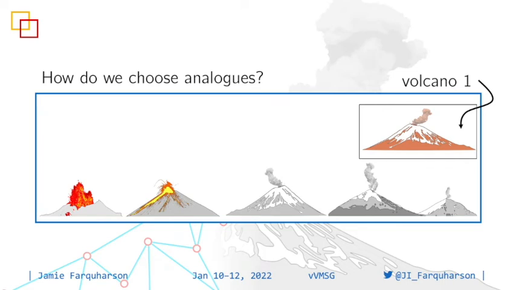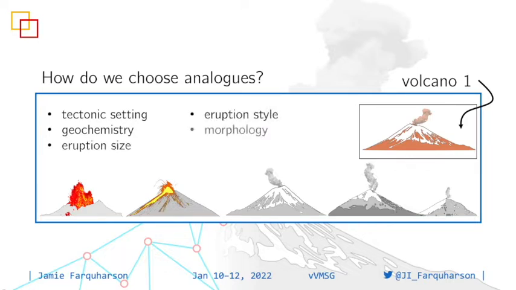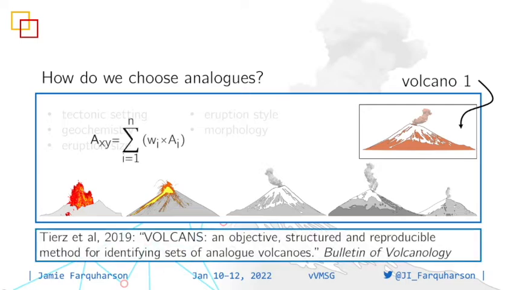With over 1,400 Holocene active volcanoes, how do we go about selecting analog systems? Some commonly used parameters include the tectonic setting of a volcano, its bulk geochemistry, the size and style of previous eruptions, and its morphology. Each of these, or combinations thereof, have been used previously, but I'm going to focus here on a structured quantitative combination of all 5 of these listed parameters developed by Thiers et al.